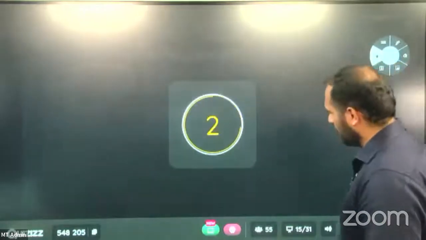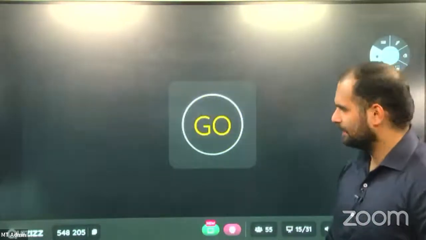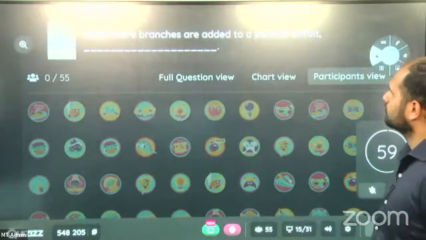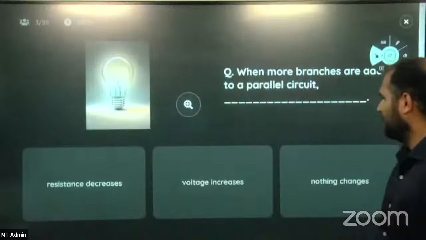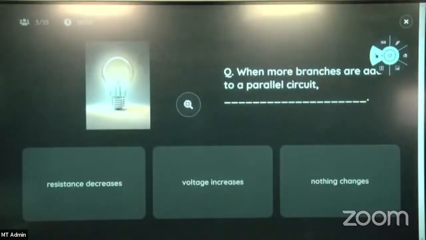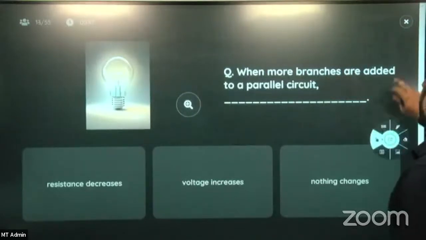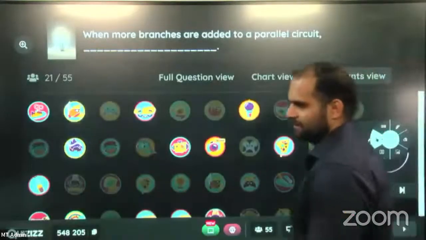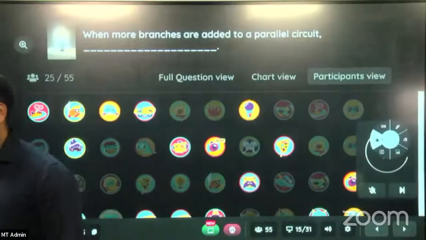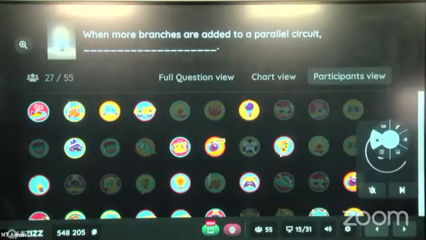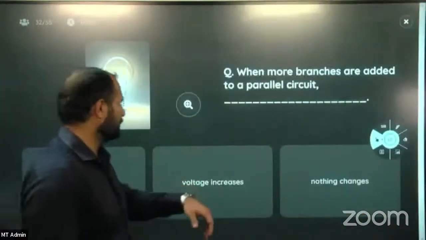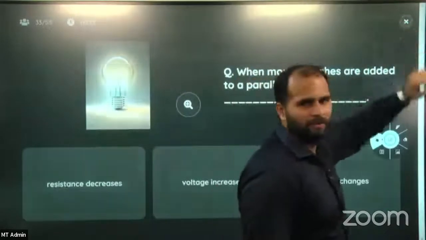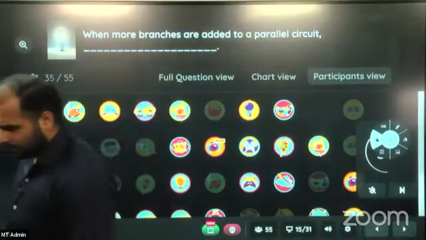Now, this is again somewhat like a parallel combination question. Now, this is something interesting. Resistance decreases, voltage increases, or nothing changes when more branches are added to a parallel circuit. What do you think about this?